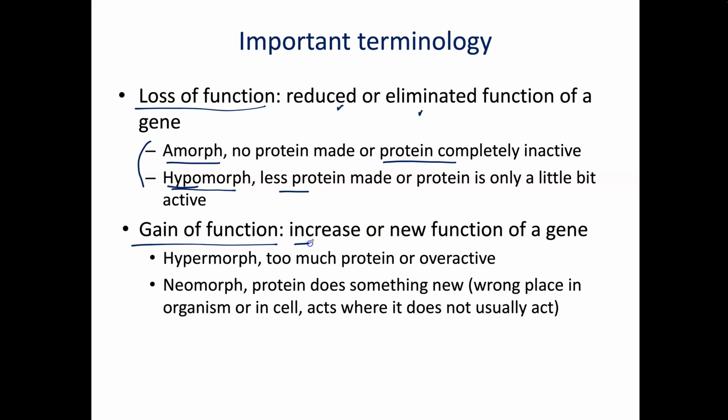Gain of function, we are probably not going to deal with very much in the class, but just for completeness, it's increase in function or it's a new function. So a hypermorph, think about being hyperactive, too much protein, or the protein goes around and keeps doing the job. Maybe it can't be inactivated or something. So there's too much of something. Or neomorph, the protein actually is altered so that it goes to the wrong place in the cell and it does something that it's not supposed to do.